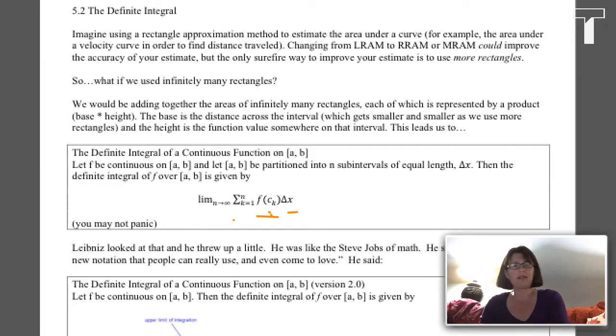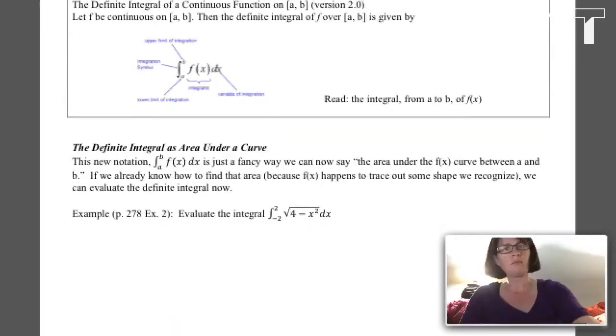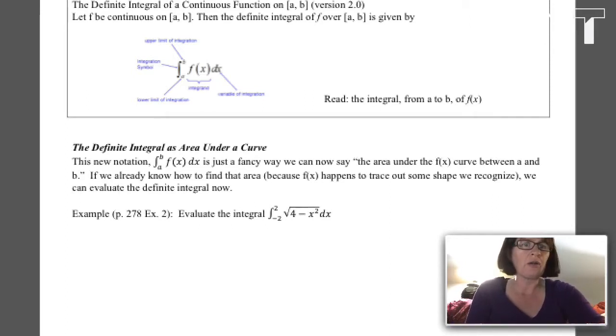So the founders of early calculus are like, whoa, whoa, whoa, it's too ugly. We need a new notation. So Leibniz came up with this notation for the definite integral, a way of saying the area under a curve f of x. So I'm sure you've seen this symbol if you've been looking through your book or your packet or anything. So this is the integral symbol, looks kind of like a big S. So the integral from a to b, so the lower limit to the upper limit, of f of x.